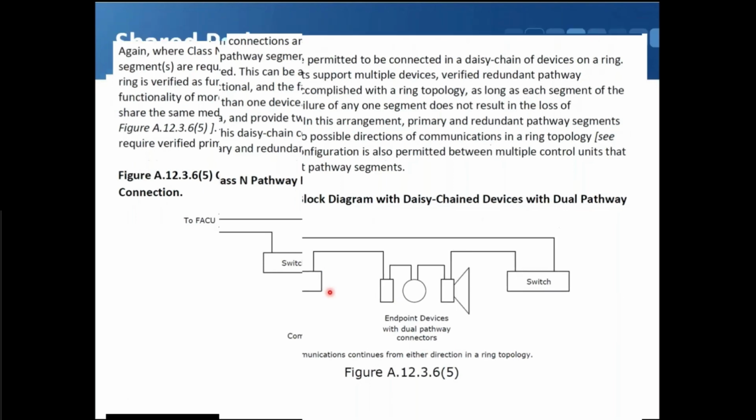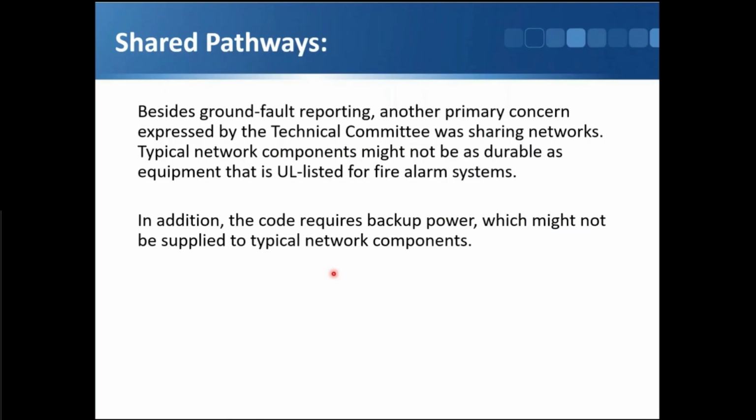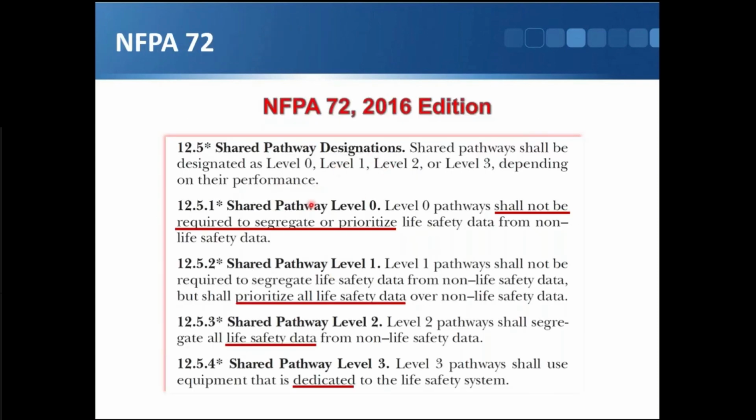So besides the ground fault reporting, the other big issue with networks was that everybody's going to start tying the fire alarm into their building network, and we just can't allow that lack of control, lack of supervision on the system. Things could go wrong. So what we did is we defined shared pathway designations. They go from 0 up to 3.